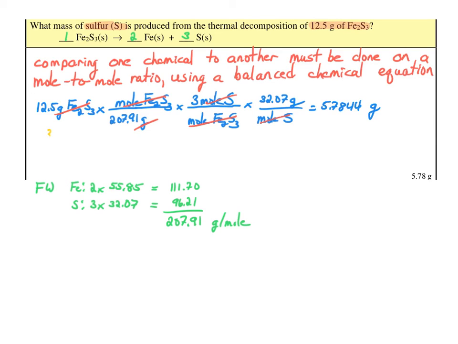Looking at sig figs, 3 sig figs, 5. This is exact, so it's not going to affect sig figs. 4 sig figs, 3 sig figs in our answer. Our first number to be dropped is less than 5, so we round down and we have our final answer.